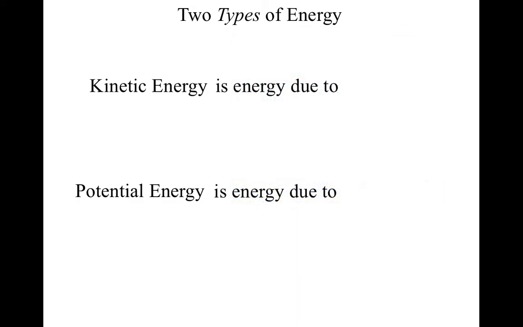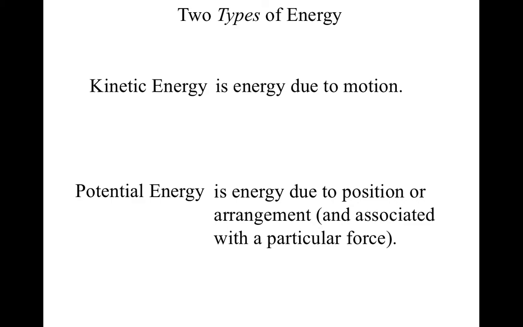With kinetic energy, that energy is due to motion. Think back to our first unit, kinematics. Kinematics was motion, right? The study of motion. Well, kinetic, that's the same root word there. Kinetic is just motion. Potential energy is a little more complicated. It's either due to position or arrangement of some object, and it's associated with a particular force. For our purposes, that is mostly going to be gravity.